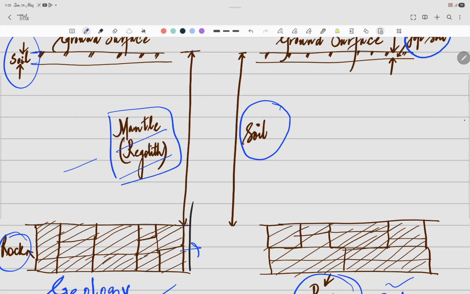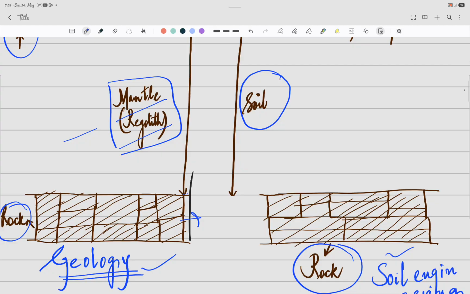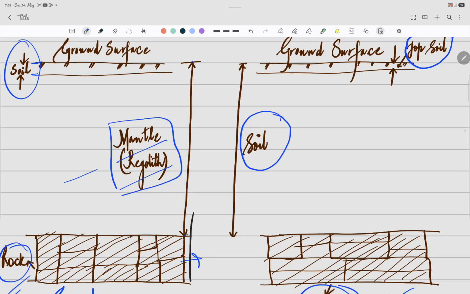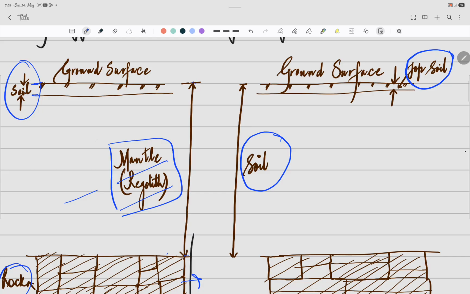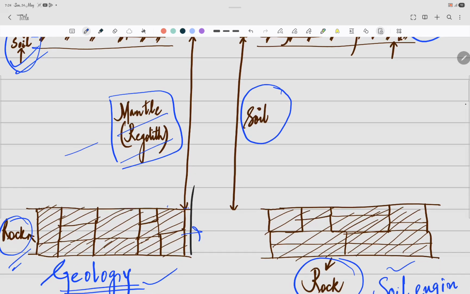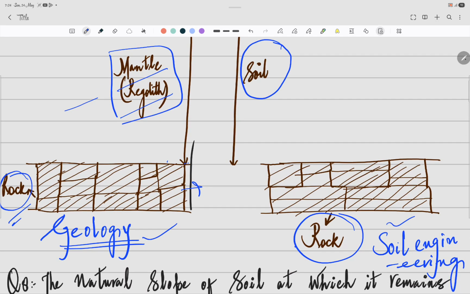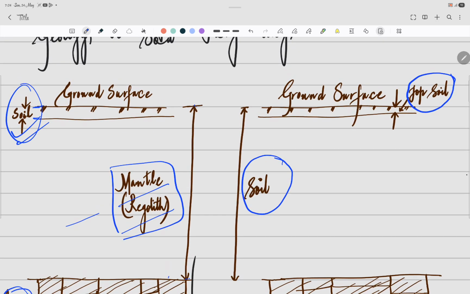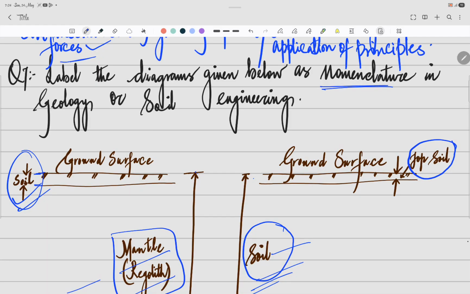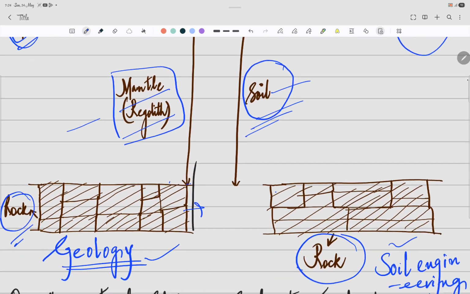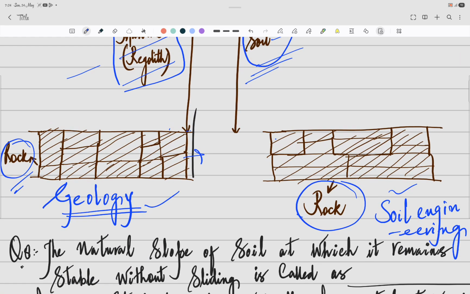All right, so once again, this is the terminology in geology, wherein this is the rock surface, and the portion from the rock to the ground surface is known as mantle or regolith, with the top area which is only at some depth known as soil. Whereas the nomenclature in soil engineering, this is the bedrock, and this portion from the rock to the upper ground surface is known as soil, and the portion which lies at some depth at the surface of the ground is known as topsoil. So this was about the nomenclatures in geology and soil engineering. All right.